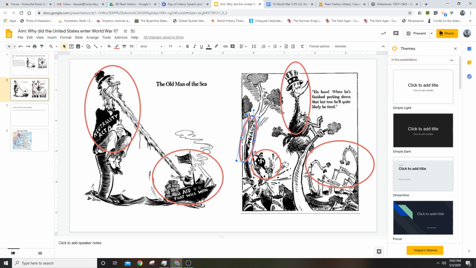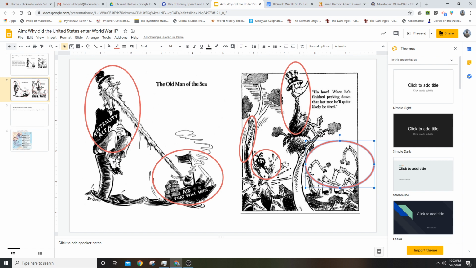We know it's the United States because the other characters in this cartoon are birds. The United States bird is wearing an American hat, the red, white, and blue hat with the stars and the stripes. And the bird is saying, ho hum, when he's finished pecking down that last tree, he'll quite likely be tired. And we look around, then we can start to look at the other elements in this cartoon. And we see in the background that other trees have been pecked down. They are conquered. They are taken over.